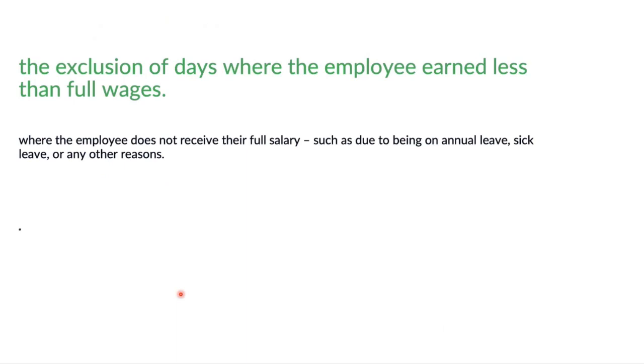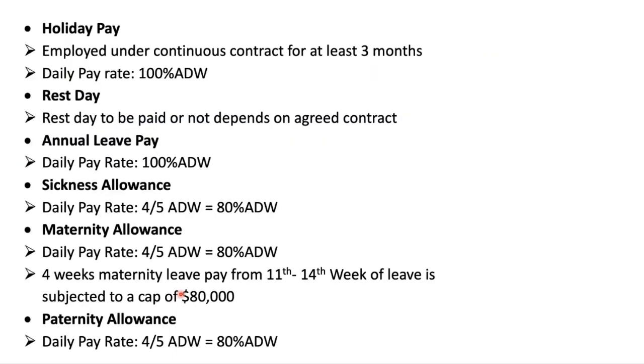Now, when we talk about the exclusion of days where the employee earned less than the full wage, such as due to being on annual leave or sick leave or any other reasons, those are the days which they are not fully paid. So what are those which contribute to that? One is the holiday pay, for those employed under a continuous contract for at least 3 months. Then the daily pay rate, which is 100% of ADW.